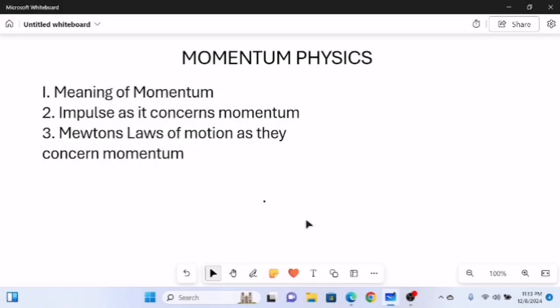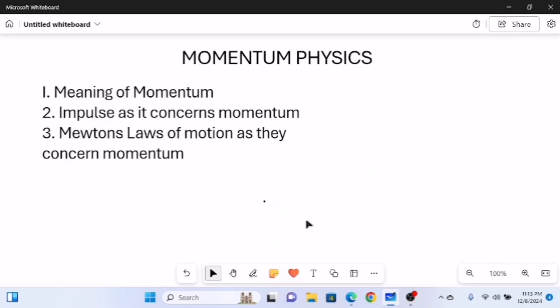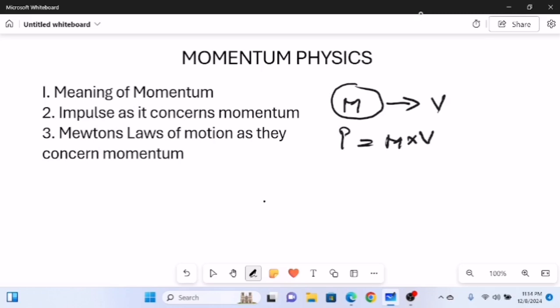Now, what is momentum? Momentum can simply be defined in simple terms as a product of the mass of a body and the velocity of the body. So for instance, let's say I have an object like a ball of mass m meant to move in this direction with a speed v. Now momentum is symbolized by the letter p, and this is simply equal to the product of the mass and the velocity.